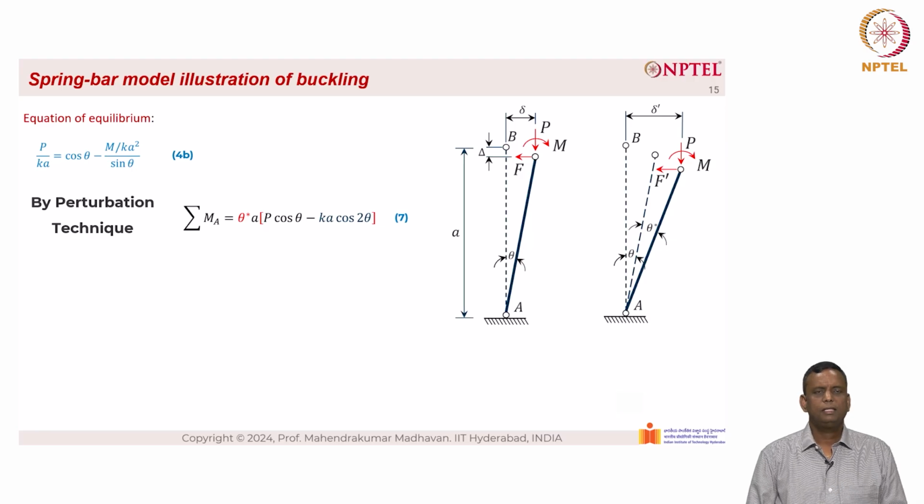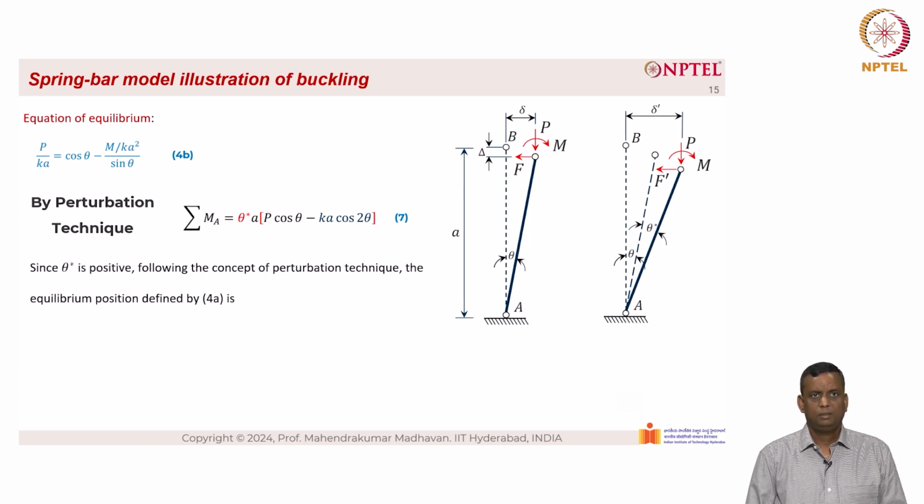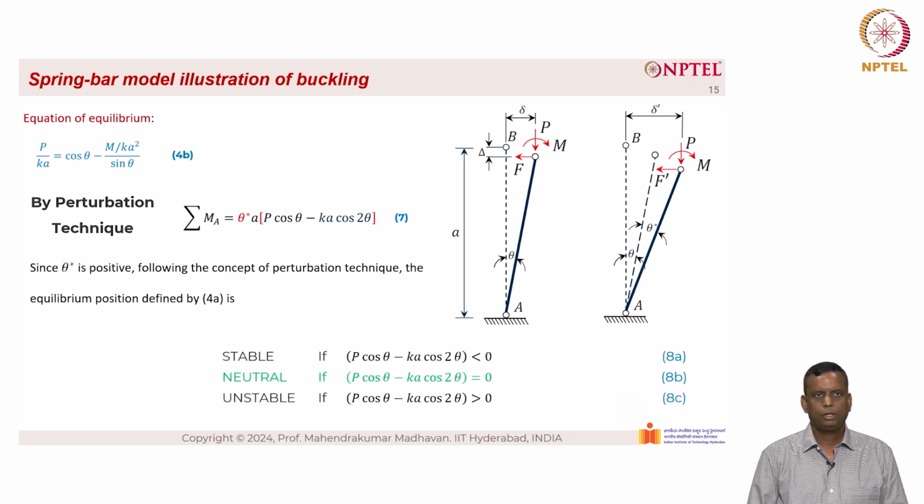Here theta star is a finite quantity, it is a positive value, so it cannot be 0. So, the term inside the bracket has to be 0 in order to make sense. But to be in stable equilibrium, p cos theta minus Ka cos 2 theta should be less than 0. For neutral equilibrium, p cos theta minus Ka cos 2 theta equals 0, and for unstable equilibrium, p cos theta minus Ka cos 2 theta should be greater than 0.